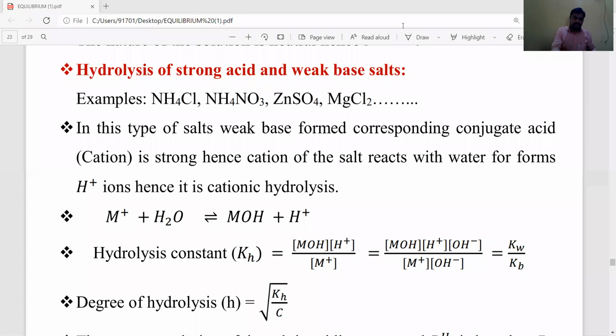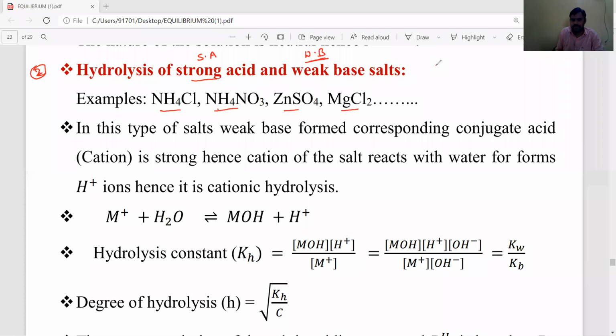The second type of salts are the hydrolysis of strong acid and weak base salts. Okay students, listen carefully. Examples of strong acid and weak base salts are ammonium chloride, ammonium nitrate, zinc sulfate, and magnesium chloride. For example, take ammonium chloride.